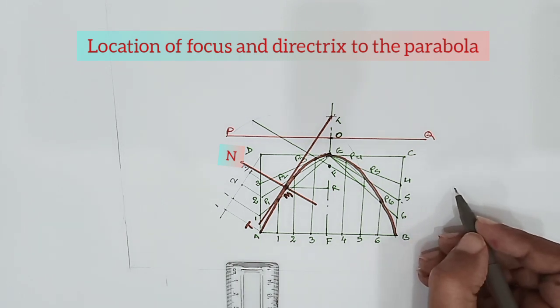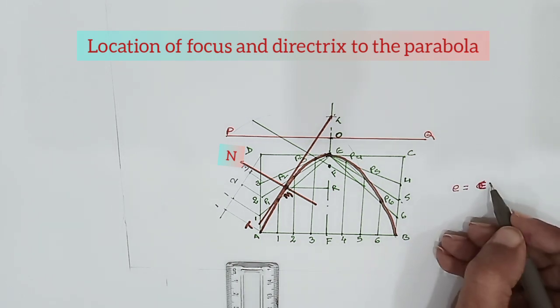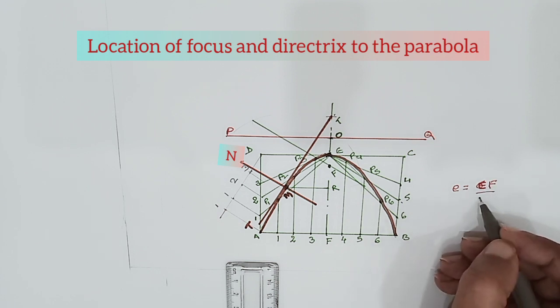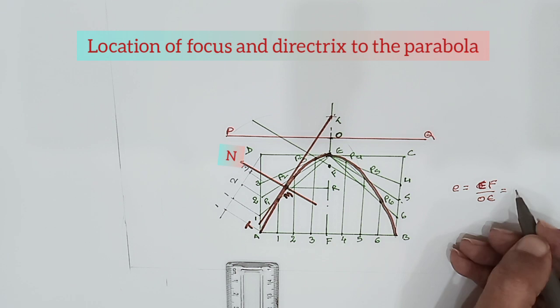Now eccentricity e is equal to EF by OE, which is equal to 1.